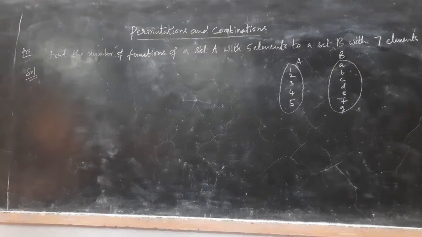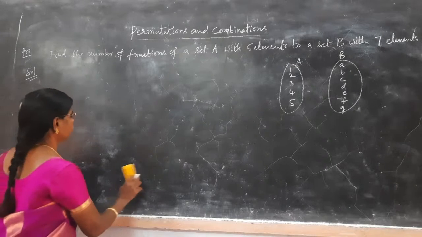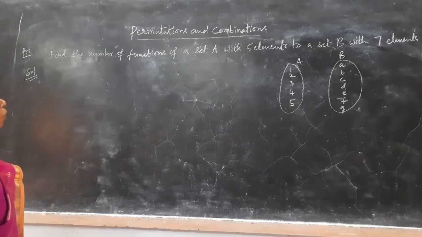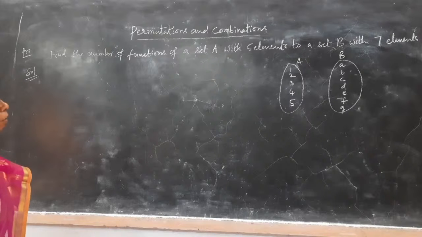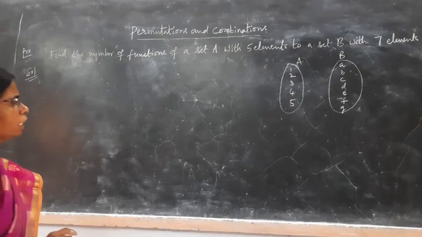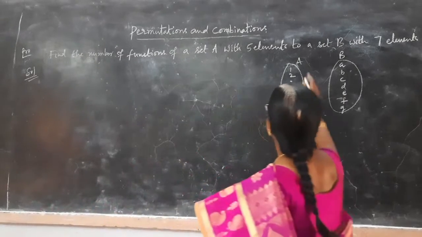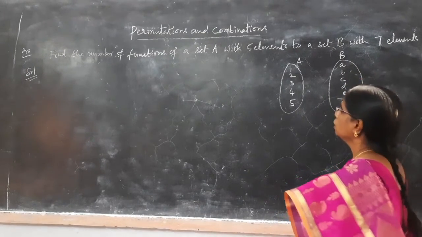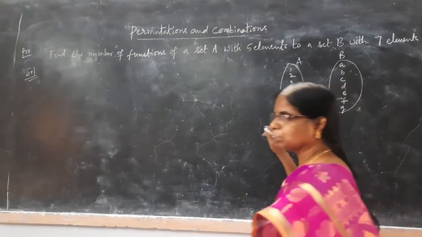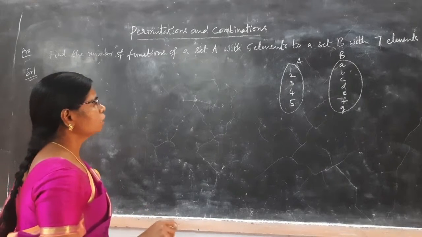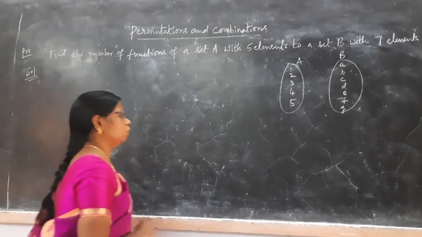This is in general how the questions are asked. See here what I am doing. See this problem: find the number of functions from a set A with 5 elements to a set B with 7 elements. See the diagram. Set A has 5 elements, set B has 7 elements. So from A to B, how many functions can we define?